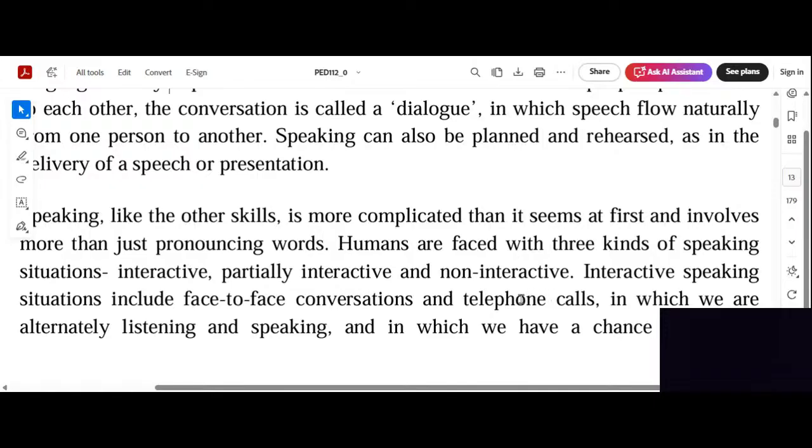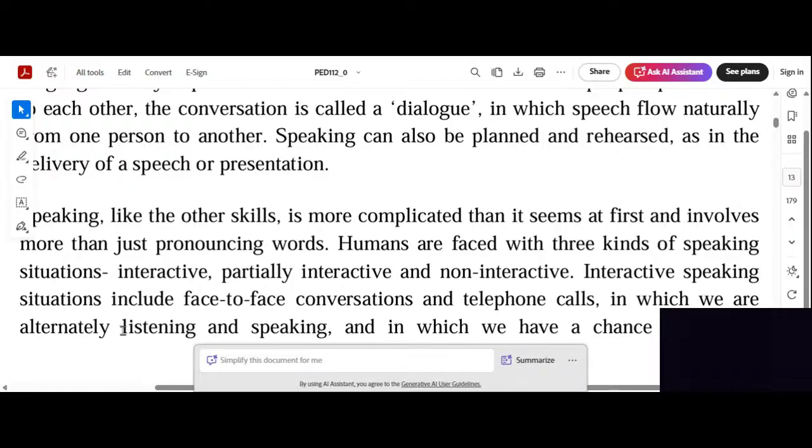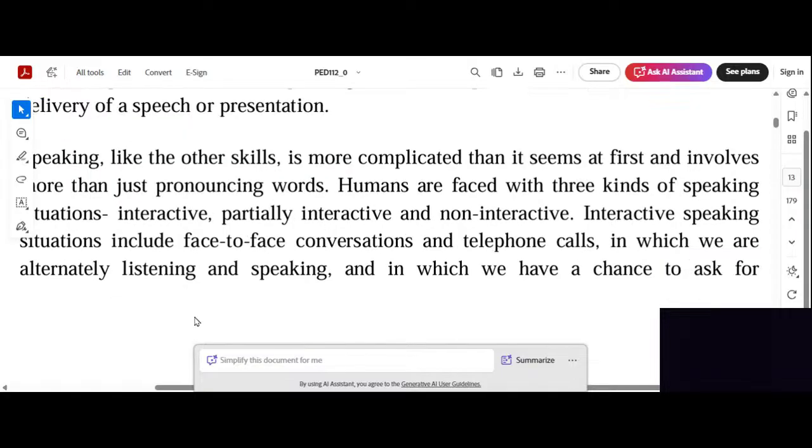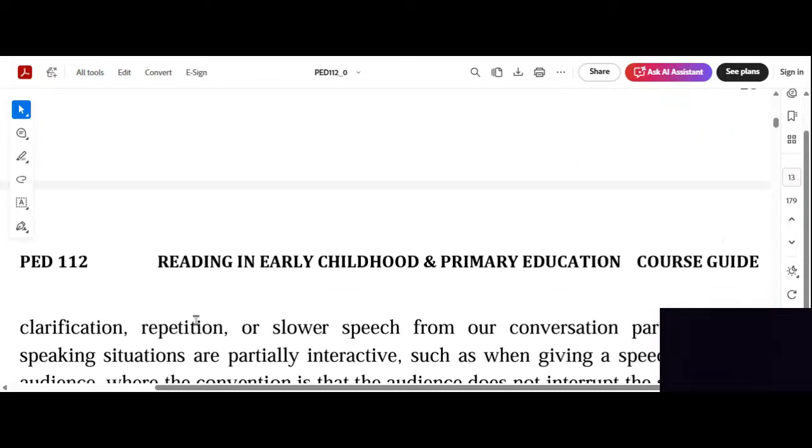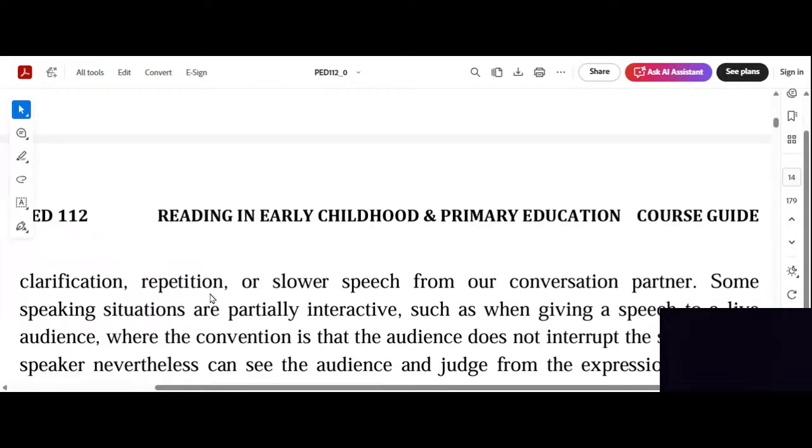The interactive speaking situation is a situation where you have face-to-face conversations and telephone calls, in which we are alternately listening and speaking, and in which we have a chance to ask for clarification. Please, can you kindly repeat that part? I haven't gotten it well. So you'll be able to say that in an interactive speaking section, or ask for slower speech. You can request that.